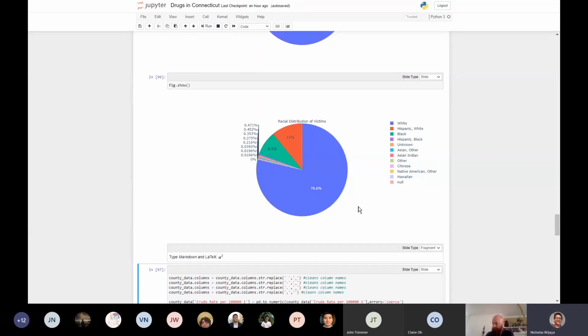Yeah, I think the challenge is with the racial distribution. I have the population demographics, but the way they classify race is not the same. They're released by two different agencies. And that's something that I probably have to simplify into a common category. I can do that.